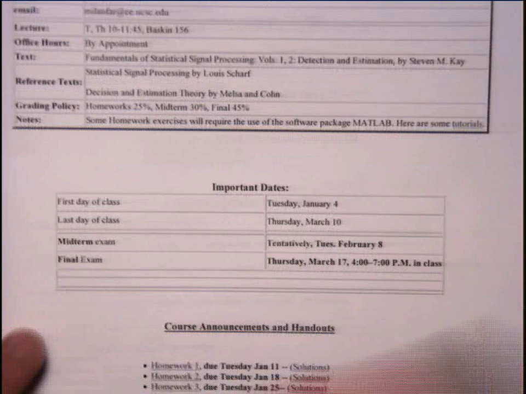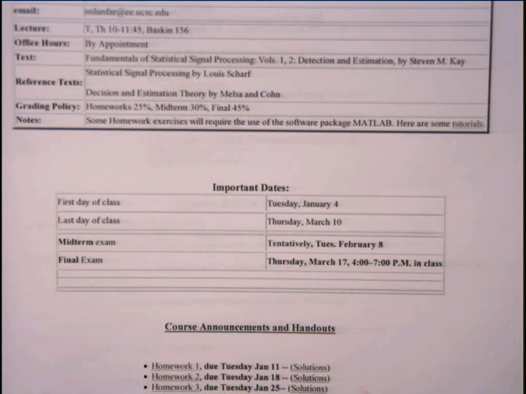Okay, so here's a few other pieces of information. The midterm exam is tentatively for Tuesday, February 8th. The only reason it's tentative is because as the date approaches, we may be a little bit behind or a little bit ahead of the teaching schedule, so I might adjust the date a couple of days back or forward, but probably it'll be the same day. And then, of course, the final exam on March 17th in class.